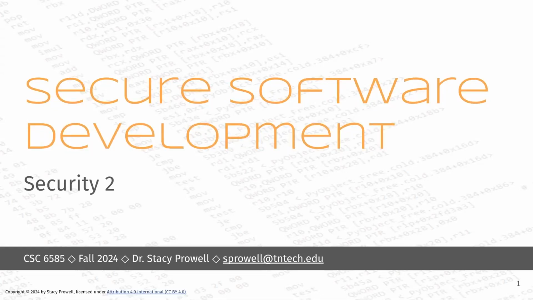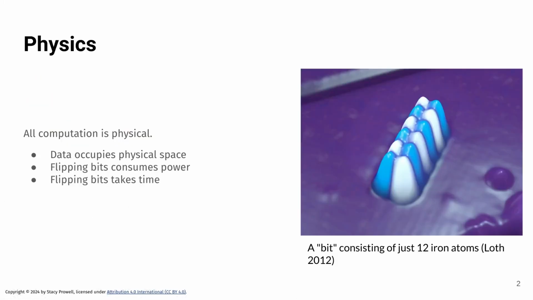As usual, we will begin the class the same way we always do, by talking about atomic physics. Now, all computation is physical, right? Data occupies physical space. Flipping bits consumes power and it takes time. So computations always exist somewhere in the physical world. Even virtual worlds have to exist in the physical world.